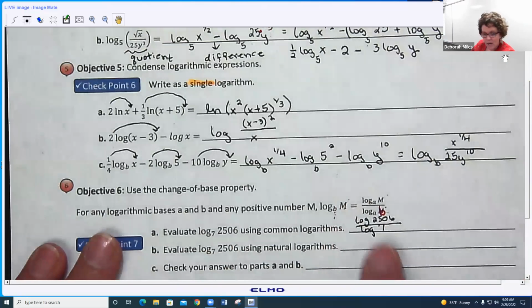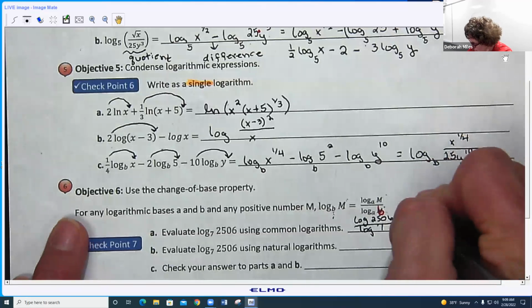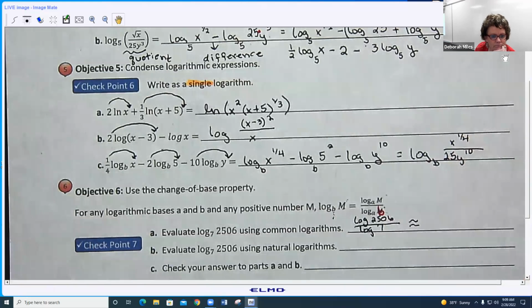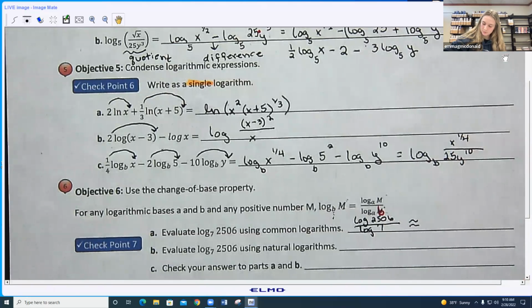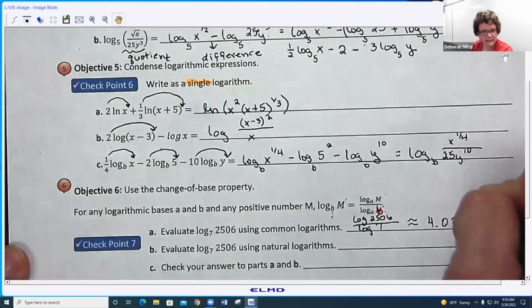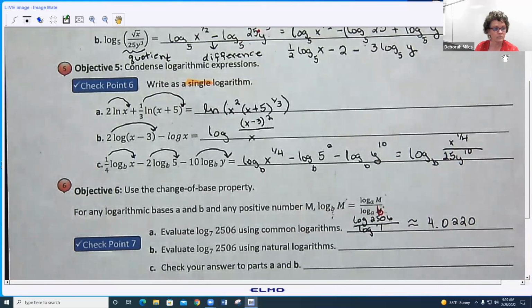Now I want somebody to punch that on the calculator and let's say round it to 4 decimal places. It would be 4.0220. Anybody second that? All right, Silas says you're right, Hallie.